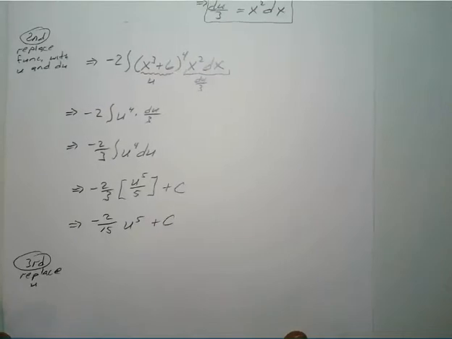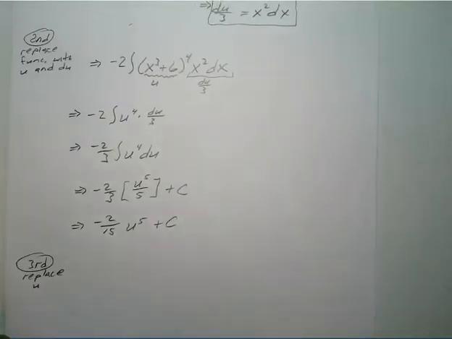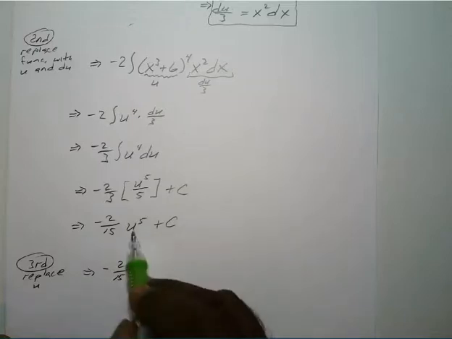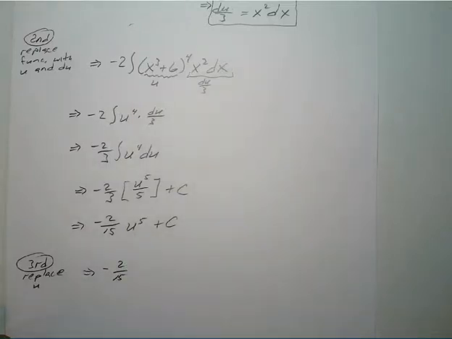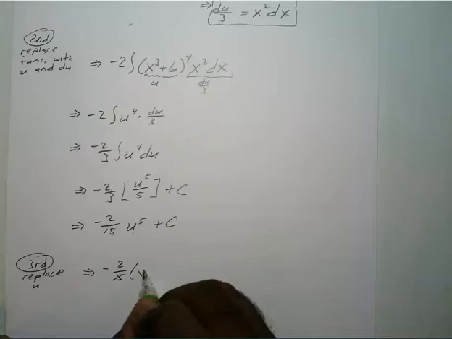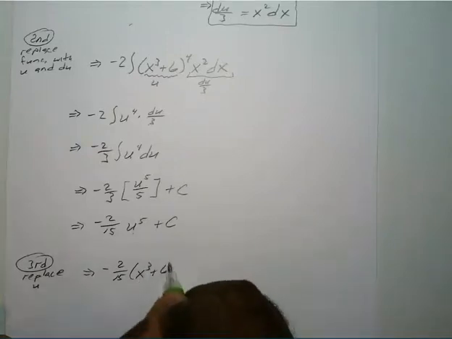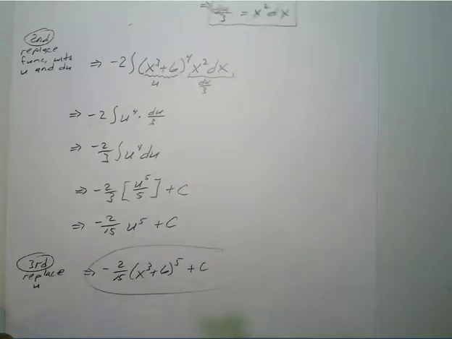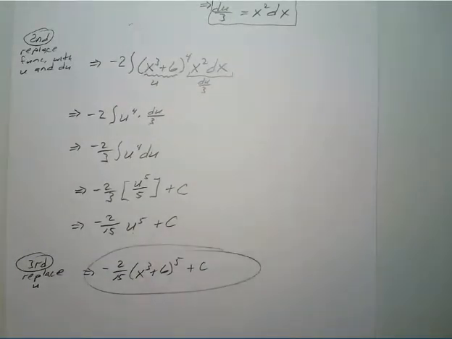Move that up a little more. There we go. So we go ahead and replace our u. So that gives us negative 2 over 15, and our u is x to the third plus 6. So that's times x to the third plus 6 to the fifth power plus C. All right, so that's our integral.